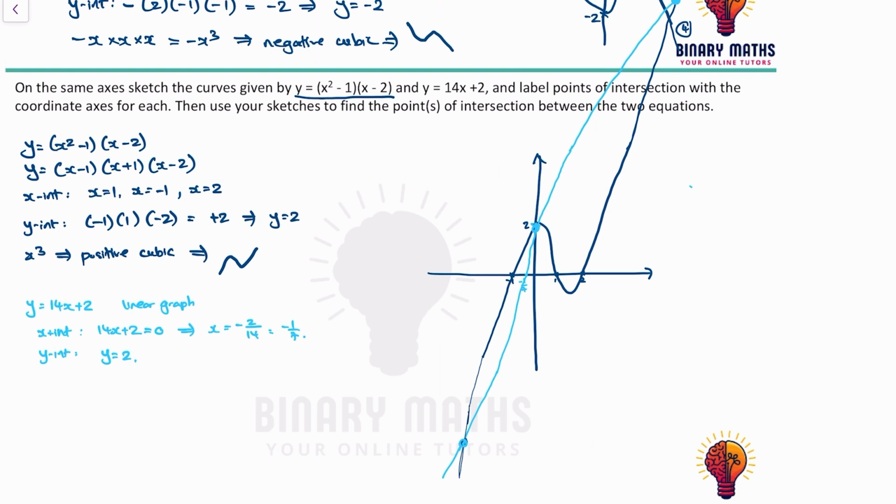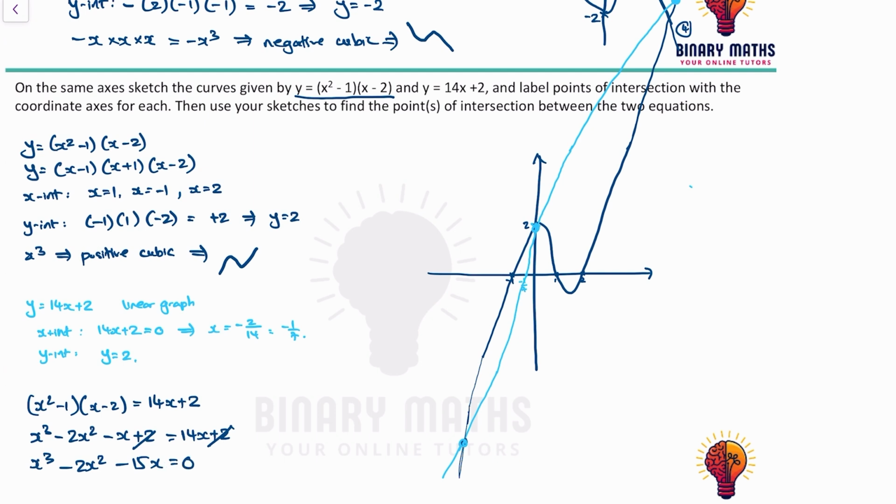So to solve it algebraically, we need to equate the two equations. So we've got x squared minus 1 times x minus 2 must be equal to 14x plus 2. So if I expand this side, on the left-hand side I get x cubed minus 2x squared minus x plus 2 must be equal to 14x plus 2. There's plus 2 on both sides, so I can omit it. x cubed minus 2x squared. If I take the 14x to the other side, I get minus 15x is equal to 0.